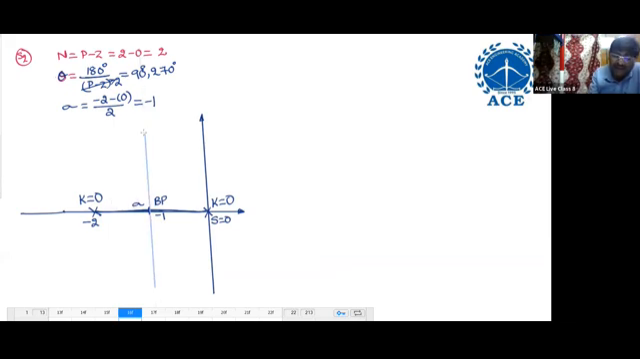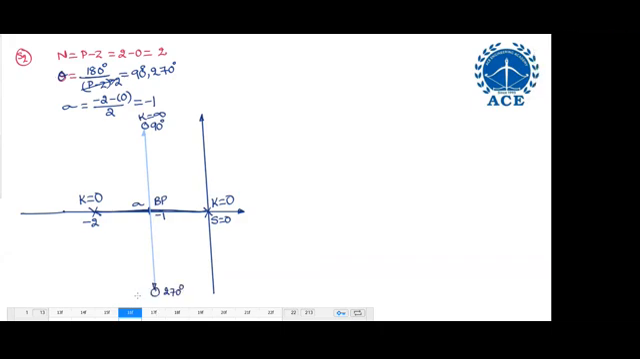So along 90 degrees, there exists one zero, where K equals infinity. Along 270, there exists another zero, where K equals infinity.